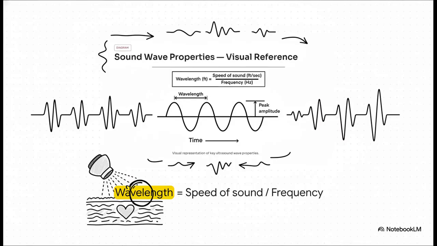Let's break down this incredibly crucial formula together. Think about the peaks and troughs of a wave mapped out over time. The distance from one peak to the very next one is your wavelength, and the height of that peak is your amplitude. Now, because the speed of sound in human soft tissue is a constant, 1540 meters per second to be exact, frequency and wavelength have a strict inverse relationship. If you crank up the frequency, the waves get squeezed closer together, meaning the wavelength gets shorter. Honestly, this single physical truth governs almost everything we do when it comes to probe selection.